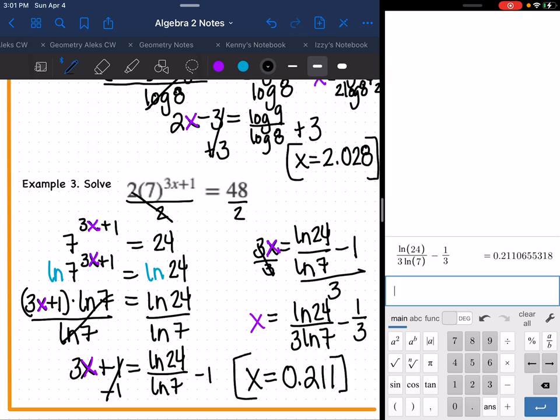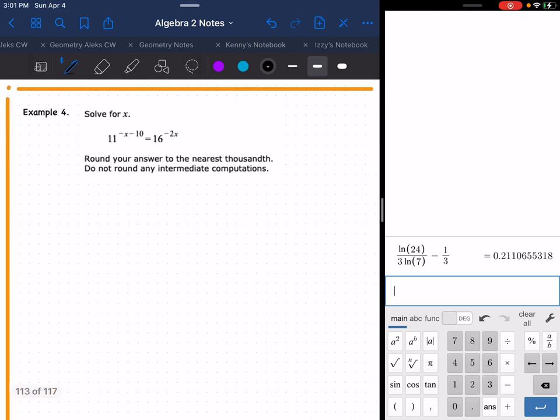There we go. All right, the last 2 questions that you're going to see in your assignment today are going to look like this. Notice they're very similar to the last one. The only difference is I have an X on both sides. Take a look. There's an X here and there's an X there. The same process is going to be used to solve.